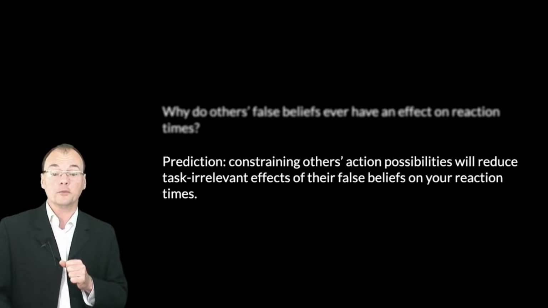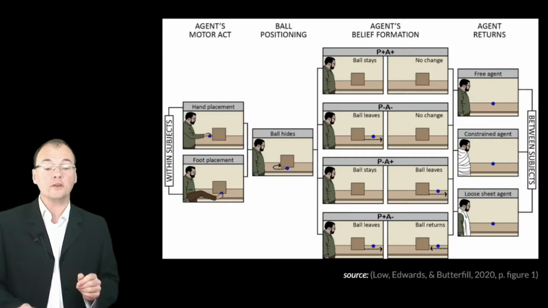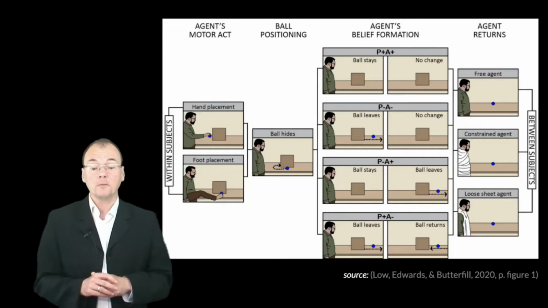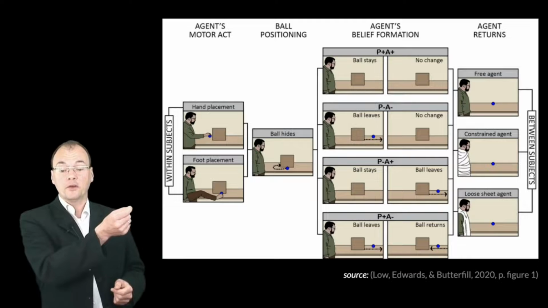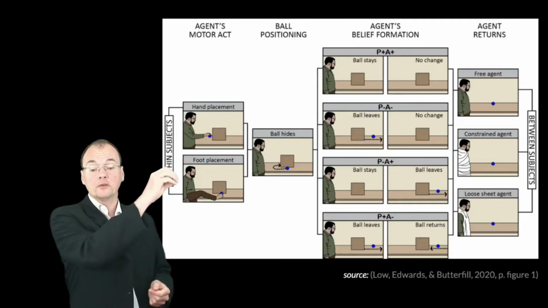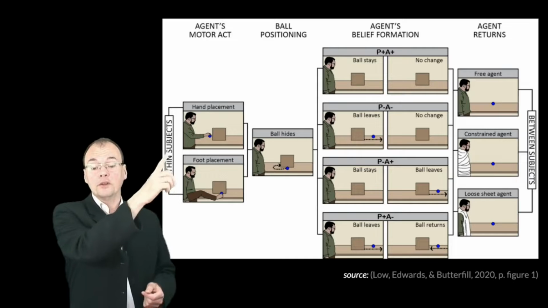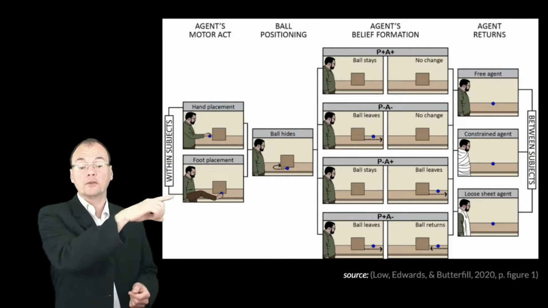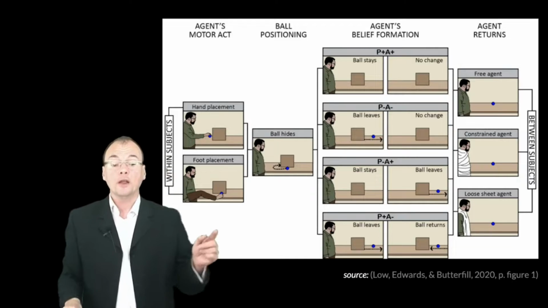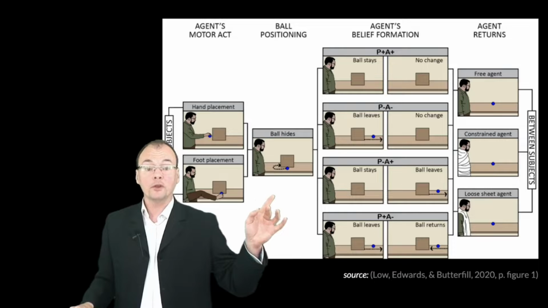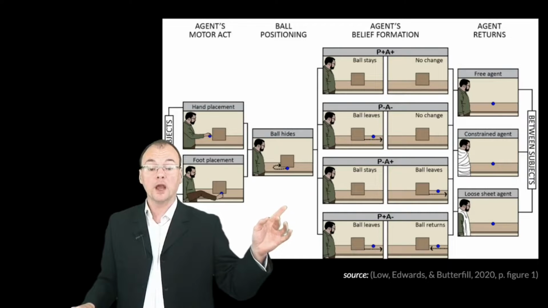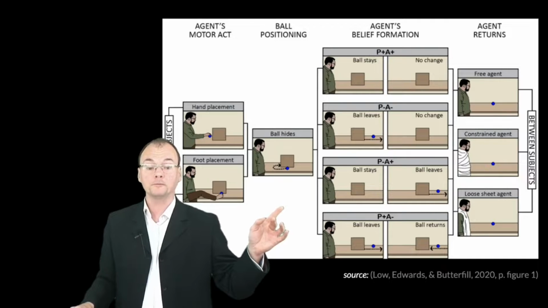their reaction times. So to test that, what we did was use Jason in some videos again. And in this case, we wanted to emphasize the action aspect. So we got Jason to place a single object now behind a screen. We did do foot or hand, but that didn't make any difference, so let's skip that. And then just as before, Jason ends up either with a true belief or a false belief about whether the object is behind the screen.